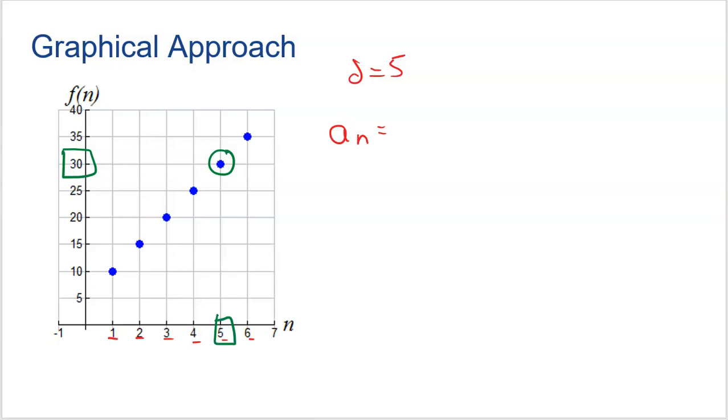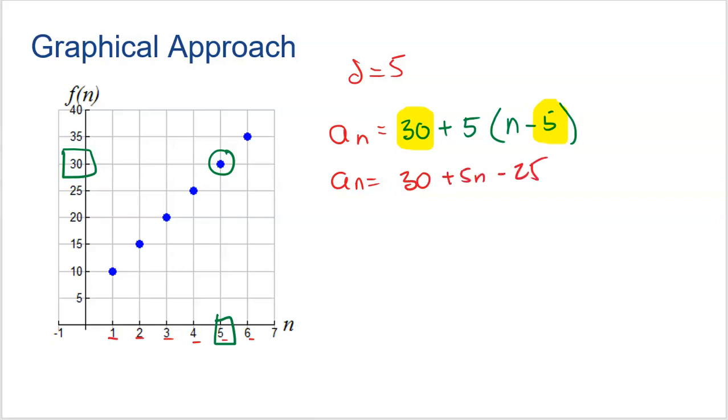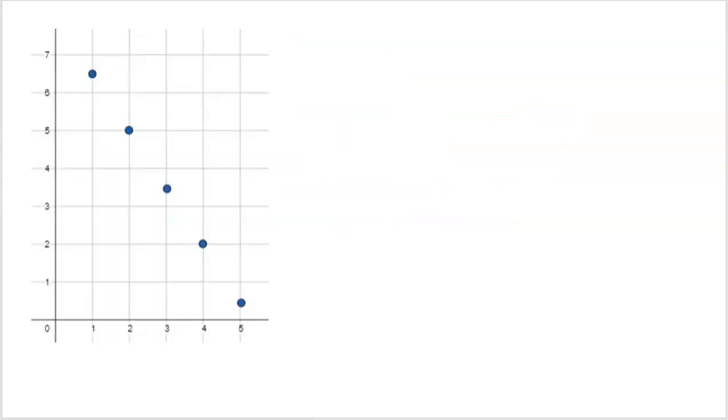So the term number is 5. The term is 5, the value is 30. So 30 goes here, plus the common difference of 5 times n minus 5. Once again, I can't emphasize enough that this is the term number and this is the term value for that number. And then all you have to do is clean this up, and we get 30 plus 5n minus 25, and combining like terms, we get 5n plus 5. It's that simple.